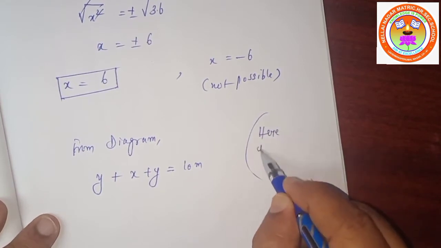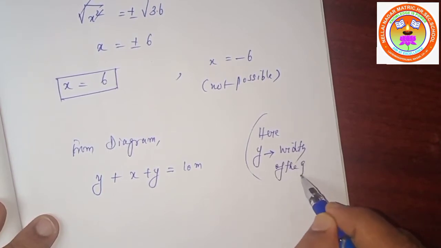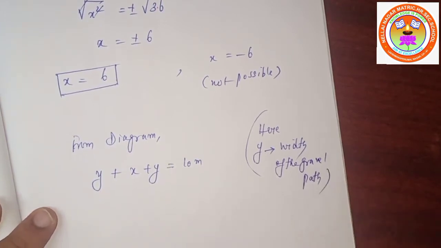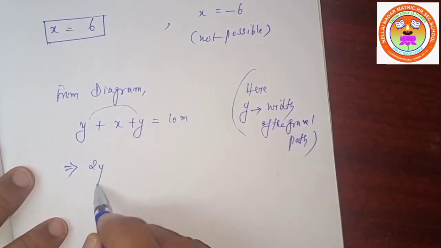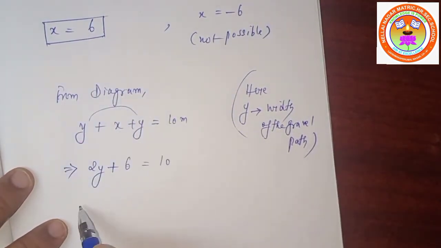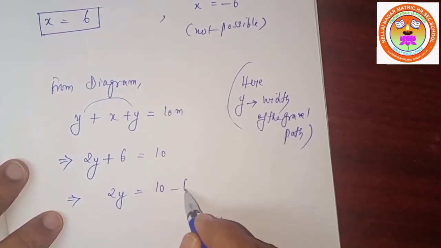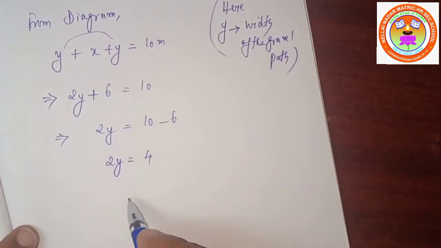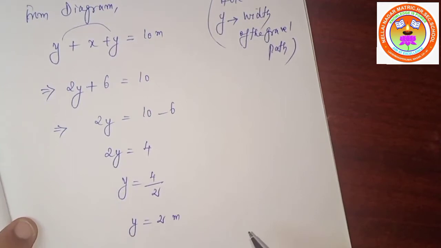Here y represents the width of the gravel path, which implies y plus y, that is 2y, plus x value 6, is equal to 10. Which implies 2y equals 10 minus 6, 6 going to the right hand side as minus 6. 2y equals 4. Therefore y equals 4 divided by 2, y equals 2 meters.